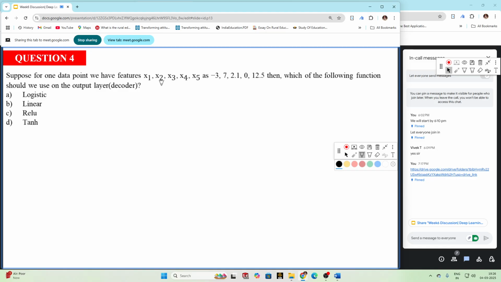Suppose for one data point we have these features x1, x2, x3, x4 and x5. These are the input values. Then which of the following functions should be used on the output layer decoder? Option A is logistic, option B linear, option C relu, and option D tanh. So any guesses for this? You said sigmoid, sir, but sigmoid is not there. We have linear. Yeah, very good, linear.